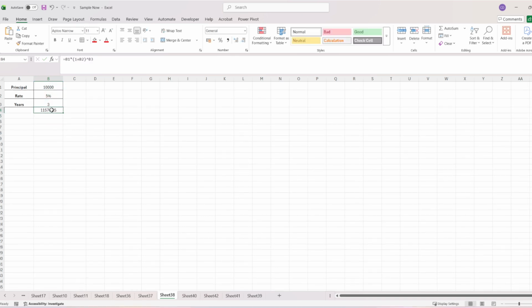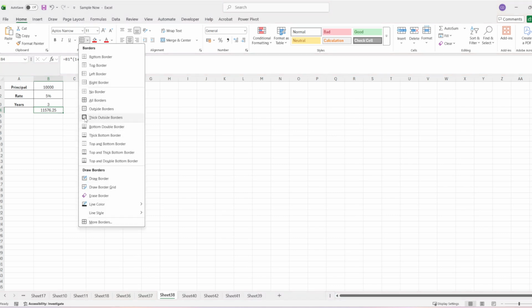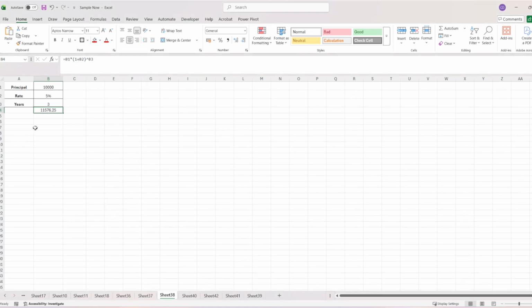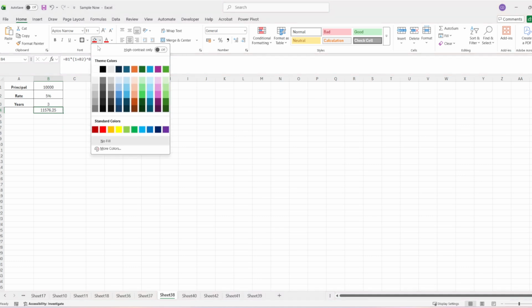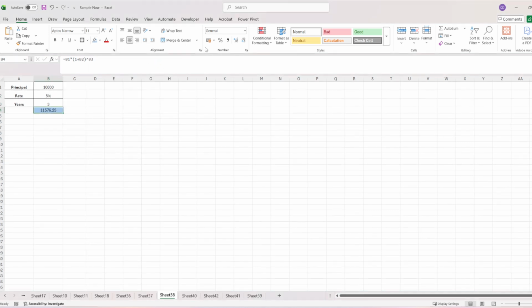11,576.25. That number is the final amount after 3 years of compounding at 5% on a principal of 10,000. If you want, you can format it as currency, so it shows with a $ sign and 2 decimals, but the value is the same either way.